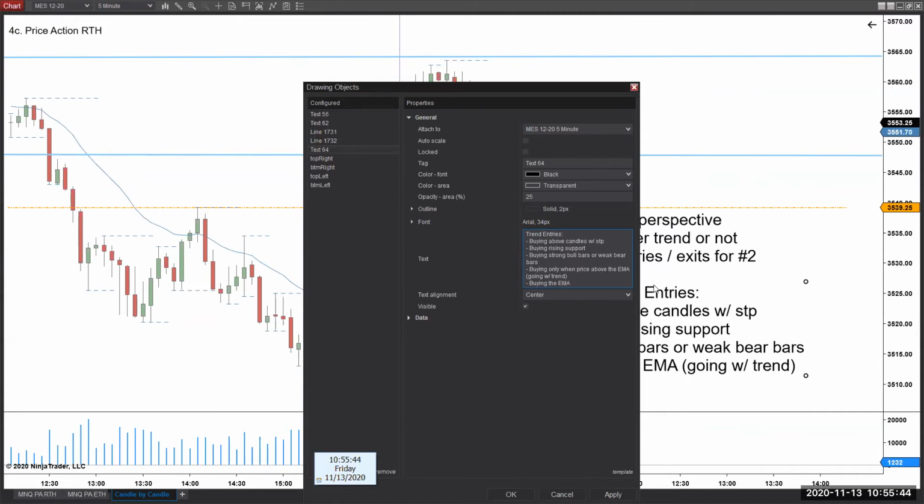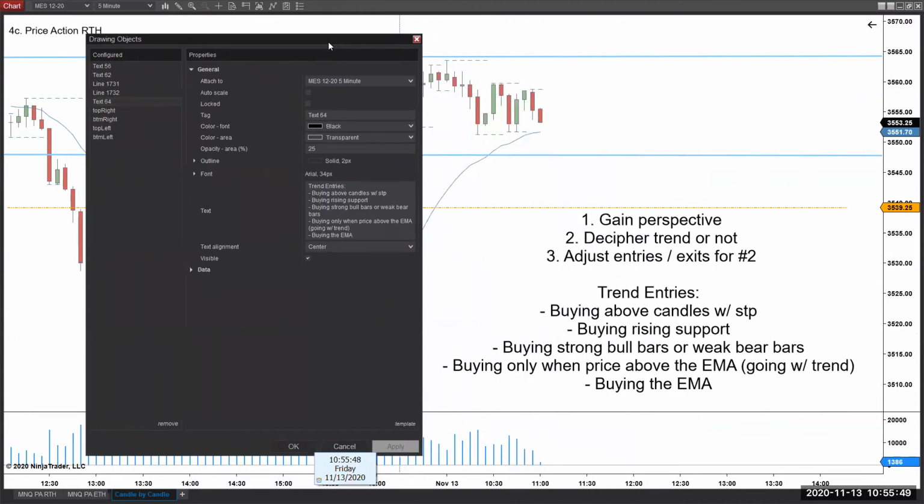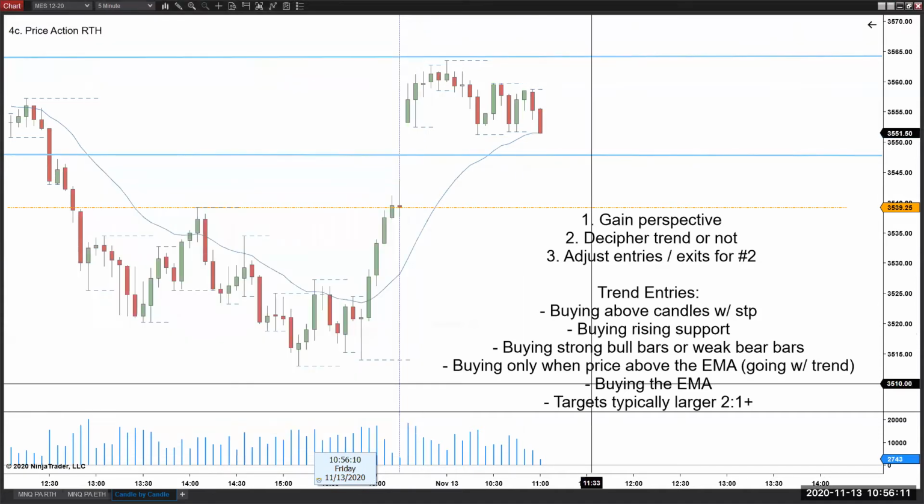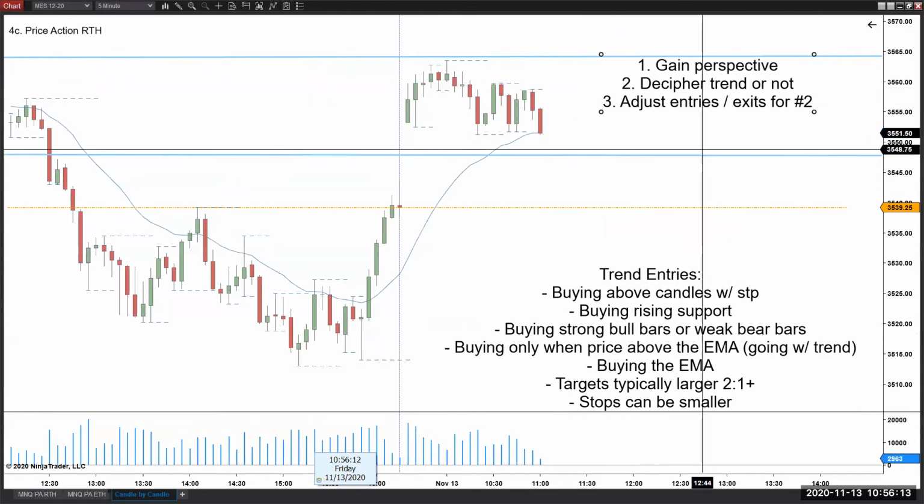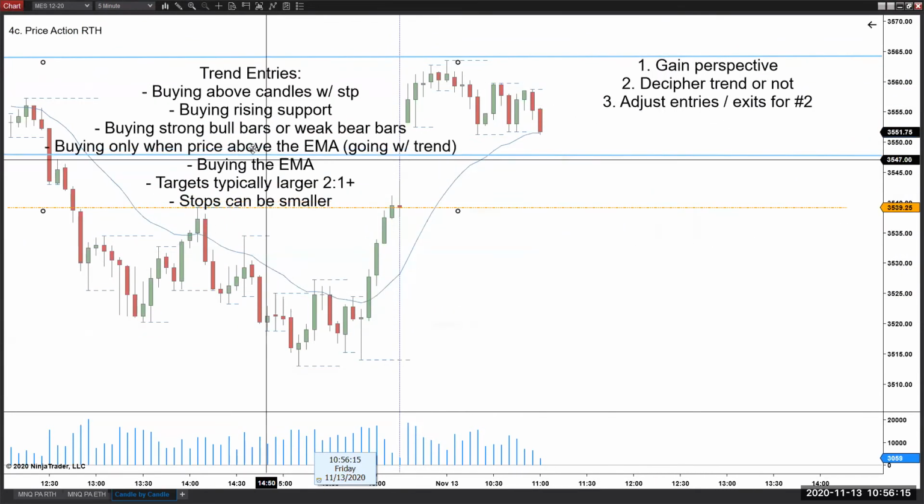You expect the EMA, the moving average, to hold when you're in a trend, right? That's expected. So those are the types of things that you would expect to see with a trending market. Targets typically larger, 2-to-1 plus, because it's a trending day. It keeps going. And stops, because of that, can be smaller. So those are trend entries.